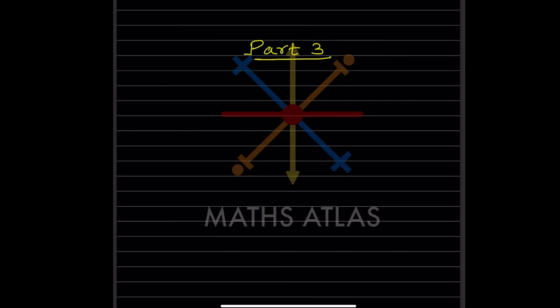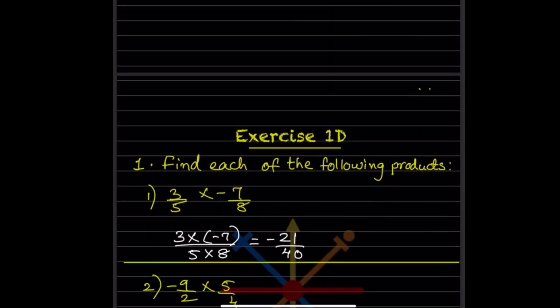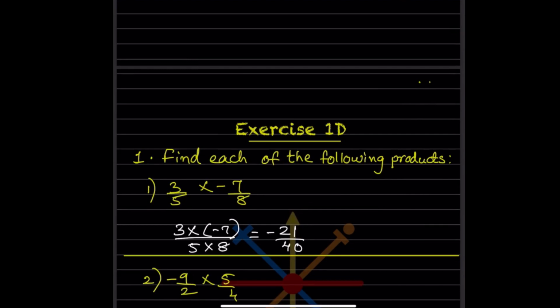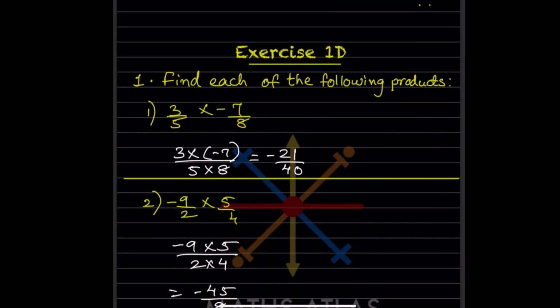So today let us see part 3 of the same chapter, that is the rational numbers. We have already done the 1A, 1B and 1C exercises. Now let us see exercise 1D. Here they have said, find each of the following products. Whenever we have to find the products, you are going to try to simplify it.